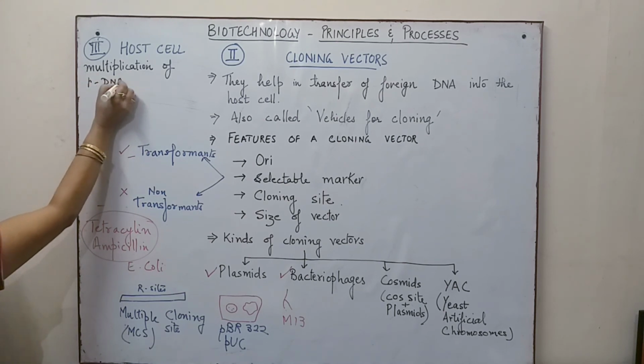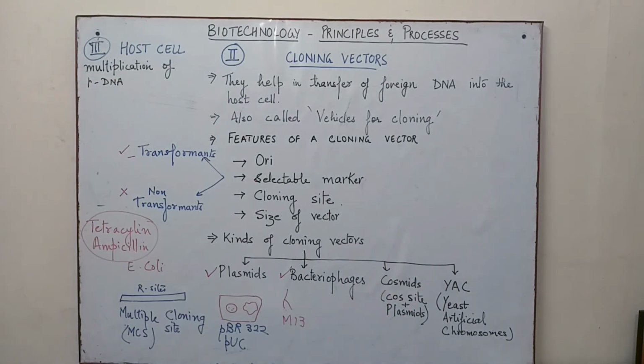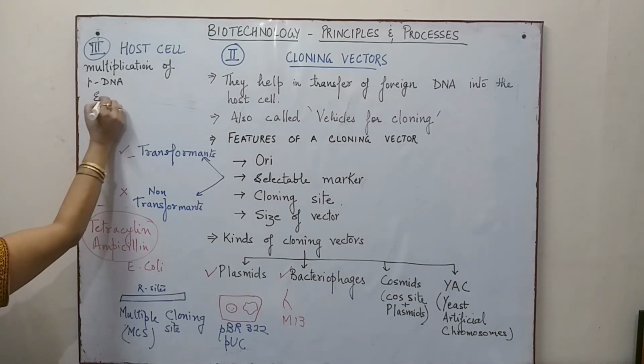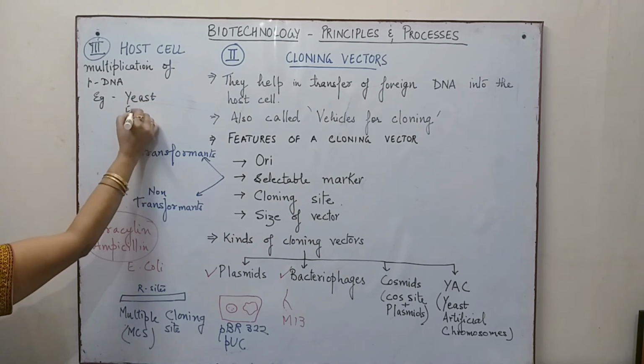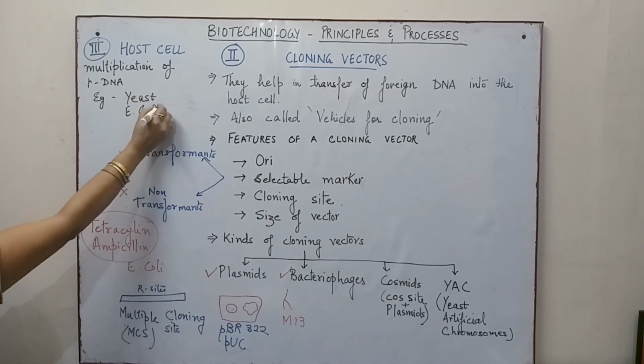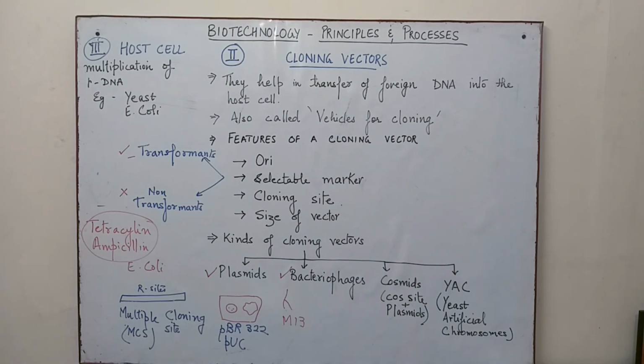So the host cell helps in the multiplication of rDNA. The normal hosts we are talking of are yeast and E. coli. These are common hosts which are being used.